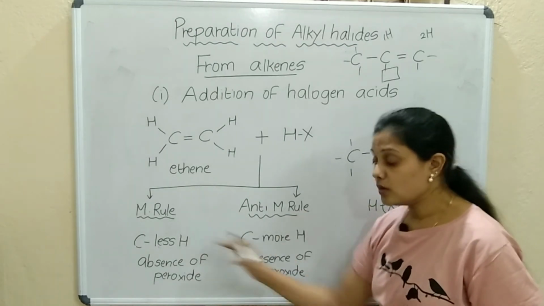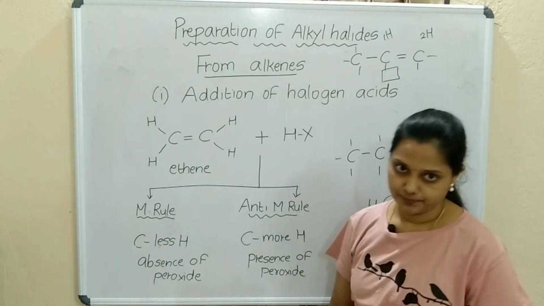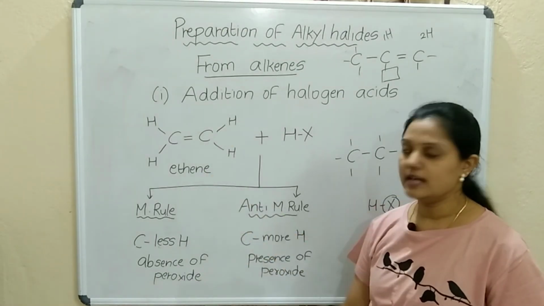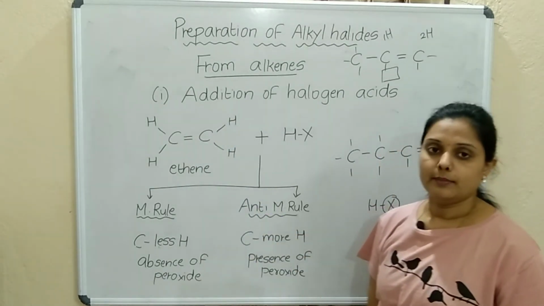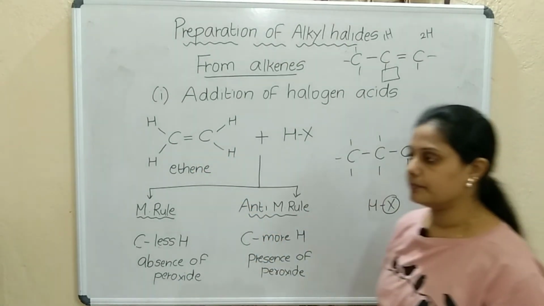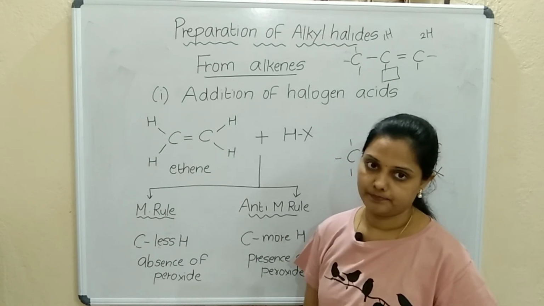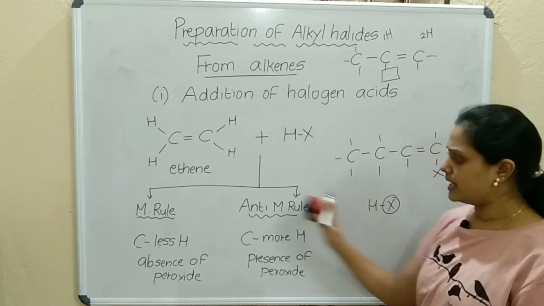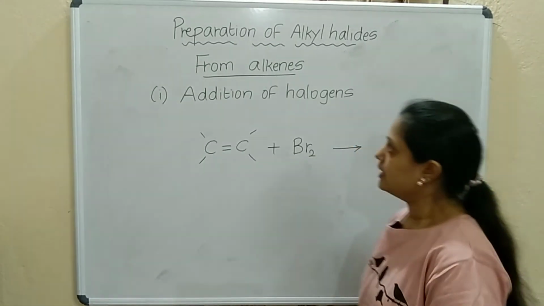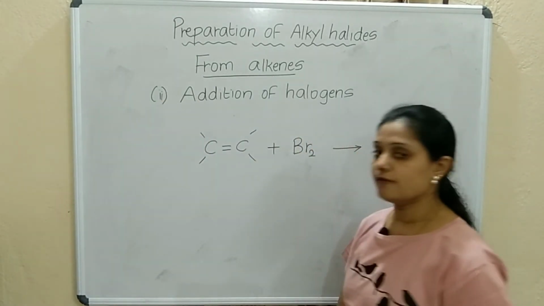So hope this rule is clear to you, and also the first preparation is clear to you. If it is symmetrical, you can attach it to any of the carbons of the double bond. But if it is an unsymmetrical alkene, just the way we have taken one example, then you apply this rule and check for the products. So hope it is clear to you. Just make a note of this. The next preparation, again from alkenes, the second type, that is addition of halogens.